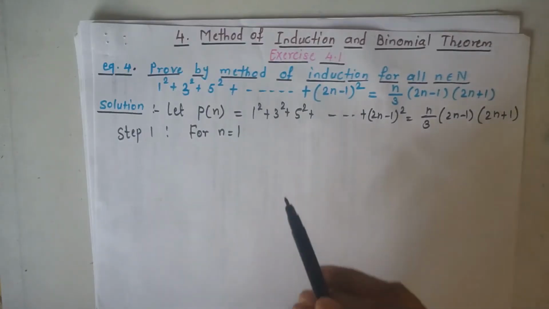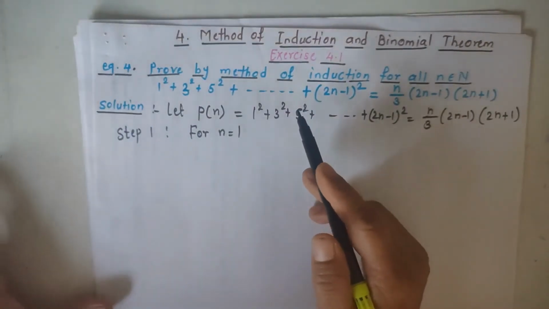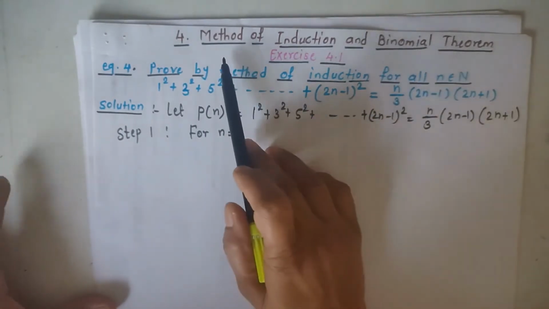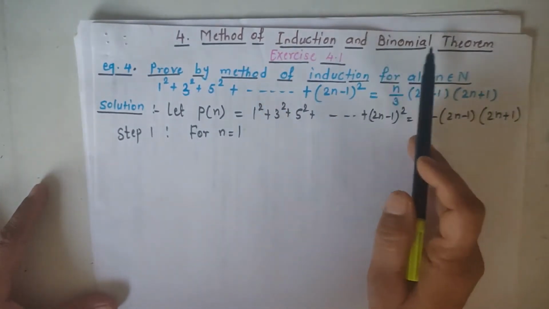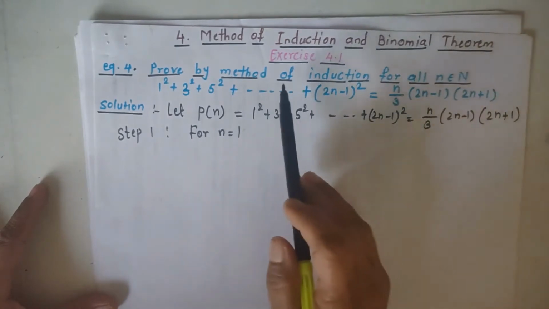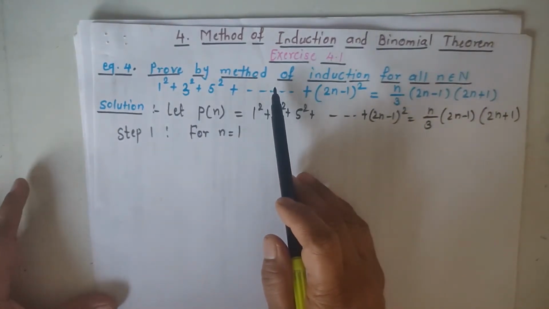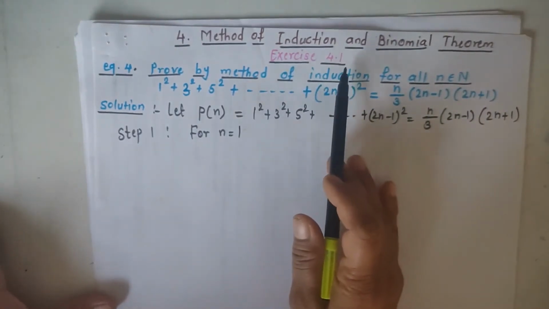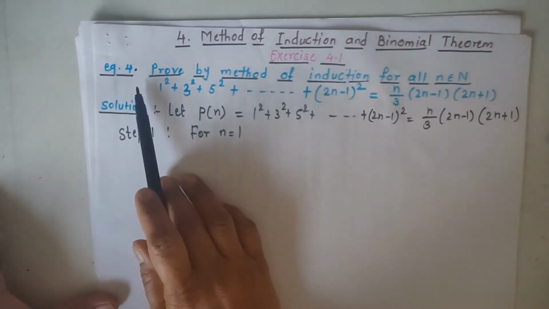Students, in this video we will continue the previous chapter, method of induction and binomial theorem. Let us solve the examples on exercise 4.1. So let's see the fourth example.